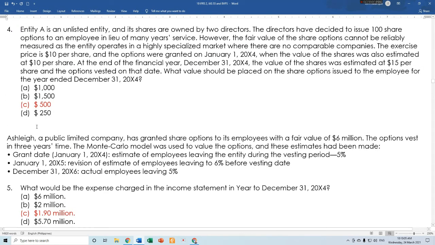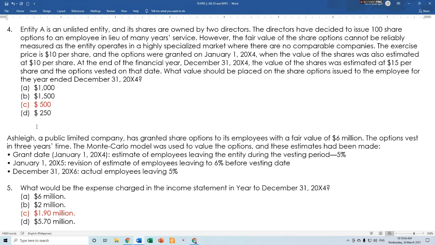Number 4, an entity or entity A is an unlisted entity and its shares are owned by 2 directors. Okay, the directors have decided to issue 100 share options to an employee in lieu of many years of service. However, the fair value of the share options cannot be reliably measured as the entity operates in a highly specialized market where there are no comparable companies. The exercise price is 10. Yan yung basis natin ng i-compare.